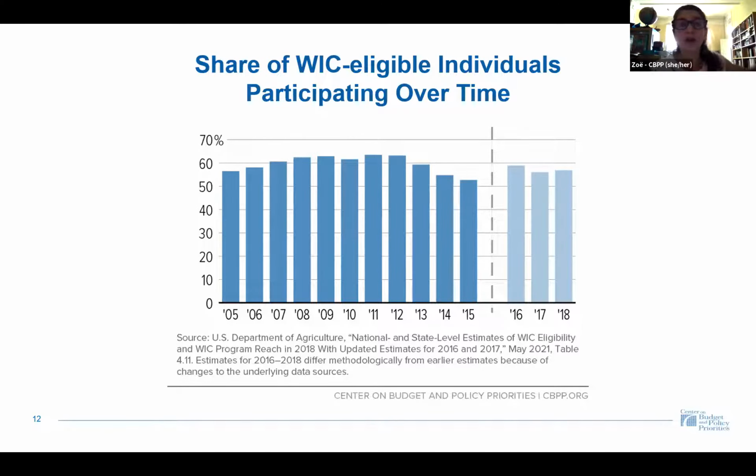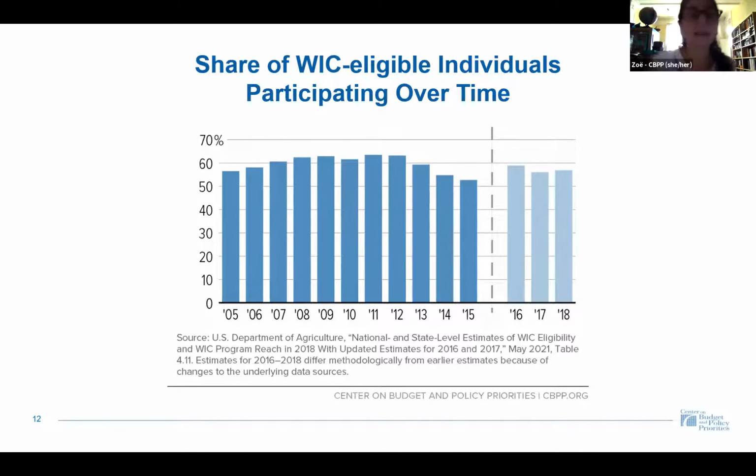You can see that for a few years, WIC was reaching more eligible individuals than less. There's a break in the data between 2015 and 16 because of the change in the underlying census data that's used. But I think the key takeaway here is that for the last 3 years for which we have data, more than 40% of eligible individuals are not enrolled in WIC. That's where we have a lot of work to do.